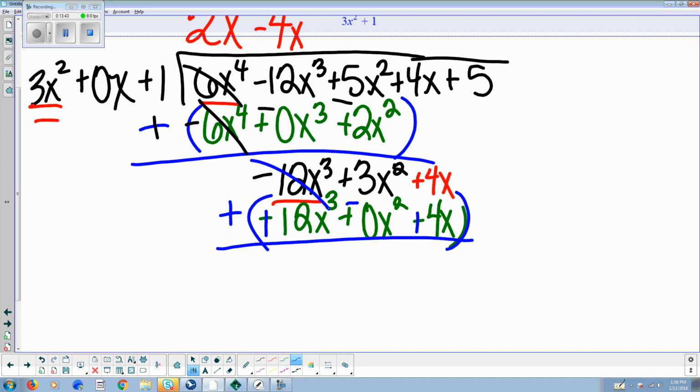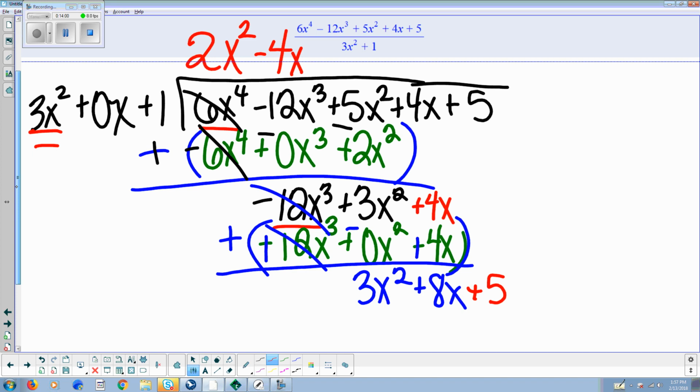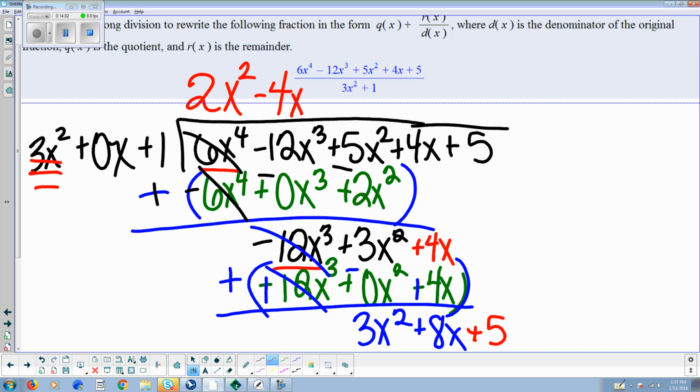Add down, 12x cubes cancel. 3x squared plus nothing is 3x squared. 4x plus 4x is 8x. And then bring down the next term, which is plus 5. Divide again. What can you multiply by 3x squared to equal 3x squared? 1.